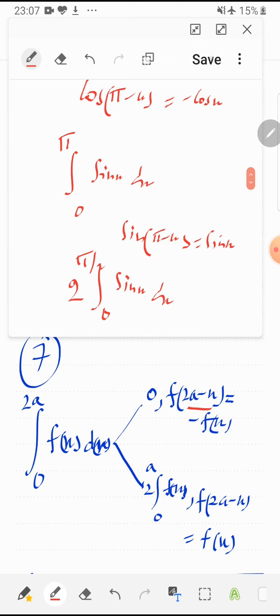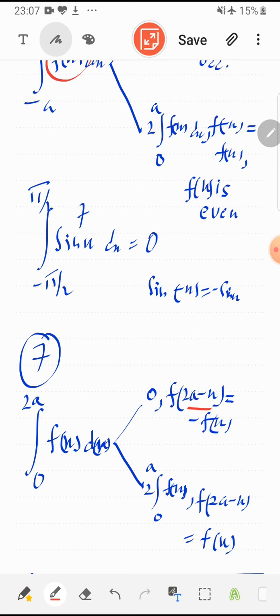So these are the 7 properties. Hope you have got these properties. In the next video we will discuss their proofs.